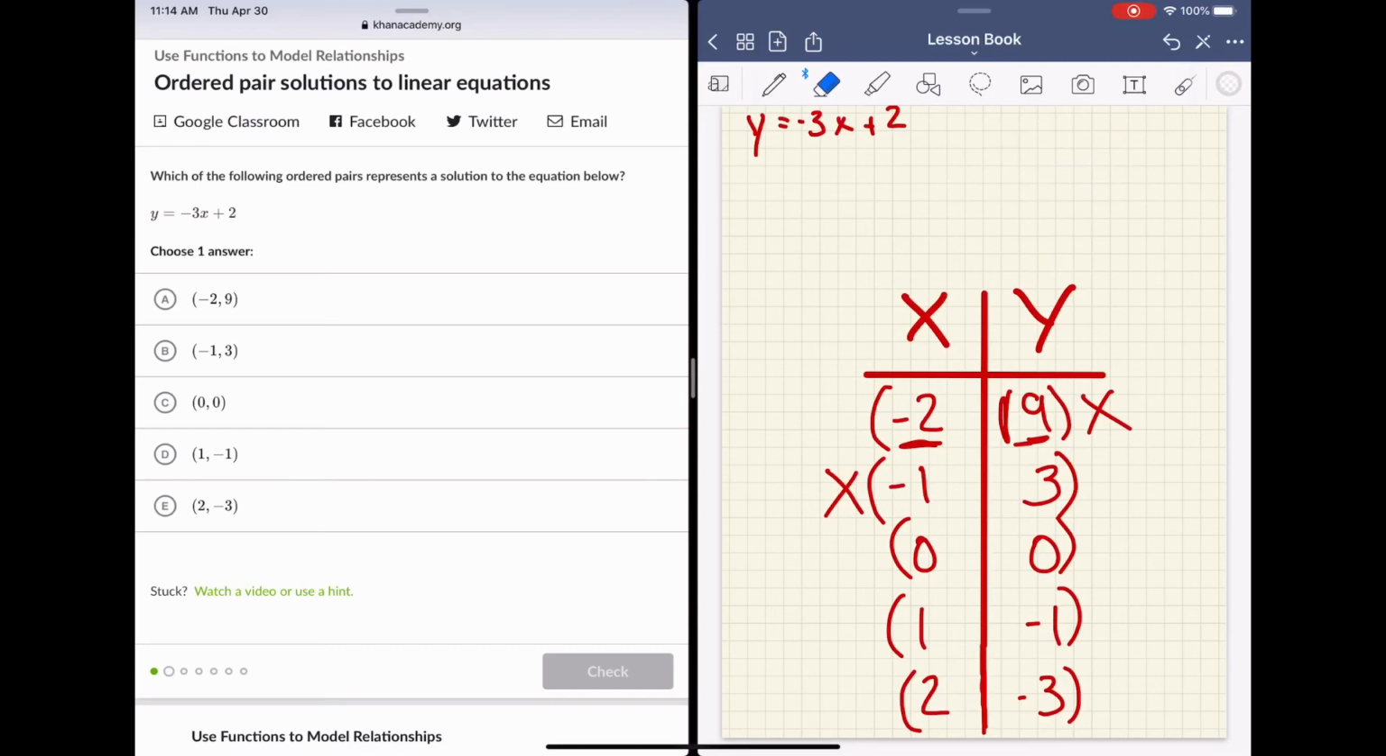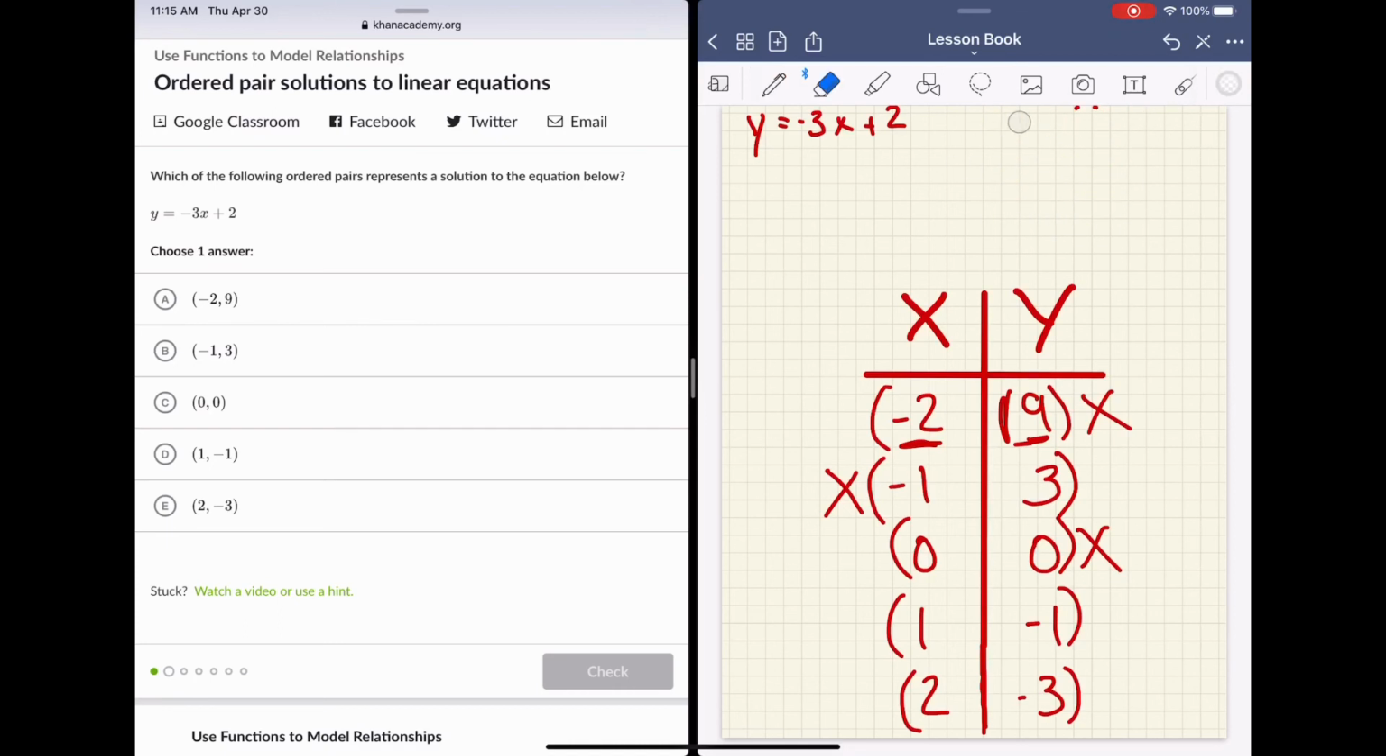And finally, let's just try plugging both of them in for the point (0, 0), and see if that simplifies to a true statement. So instead of y, we put 0 equals negative 3 times 0 plus 2. And then negative 3 times 0 is 0, plus 2. Drop everything down. And then 0 does not equal positive 2, so that one is not going to satisfy it either.